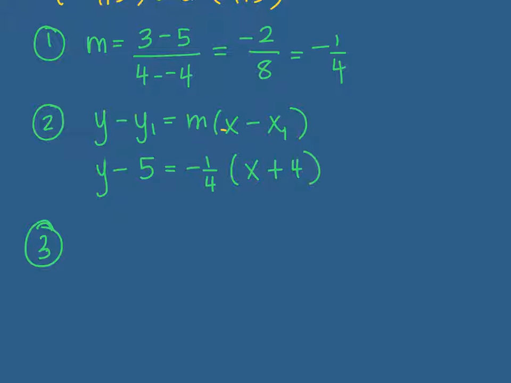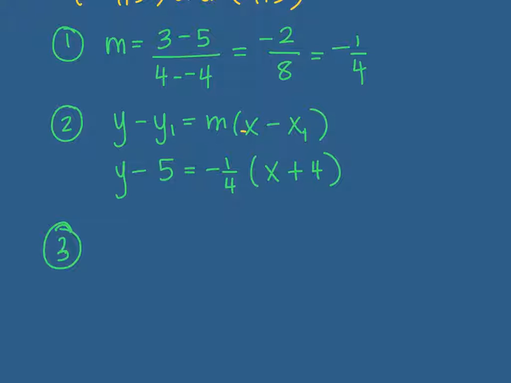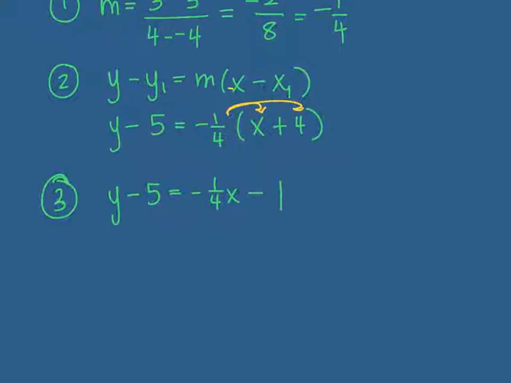Now we need to find the general line. Distributing is still the same as well. So you're going to distribute your -1/4. We're going to take that and distribute that to both sets of parentheses. y minus 5 equals -1/4 x minus 1 when you distribute.